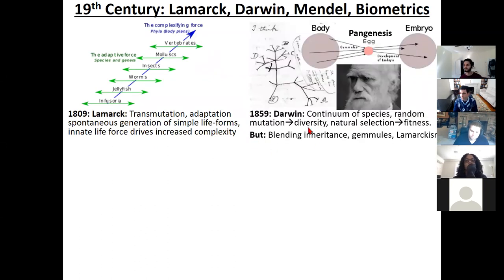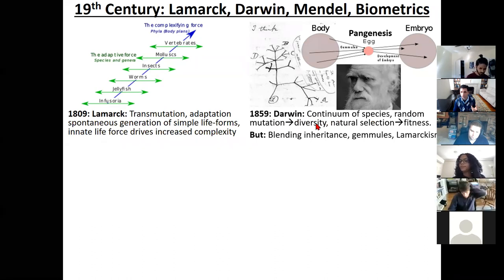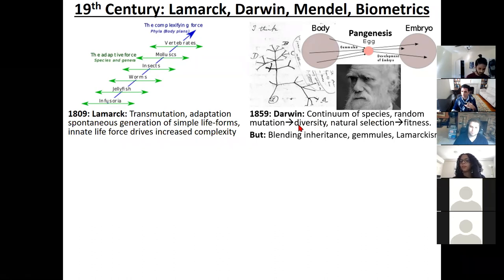That's where the Darwinian ideas were completely revolutionary. This whole idea of a continuum of species, of random mutation, which is the source of diversity, and that there isn't just one elephant, that basically within elephants, there's, you know, a huge continuum of phenotypic traits upon which natural selection acts with fitness. Of course, Darwin's ideas were not complete.